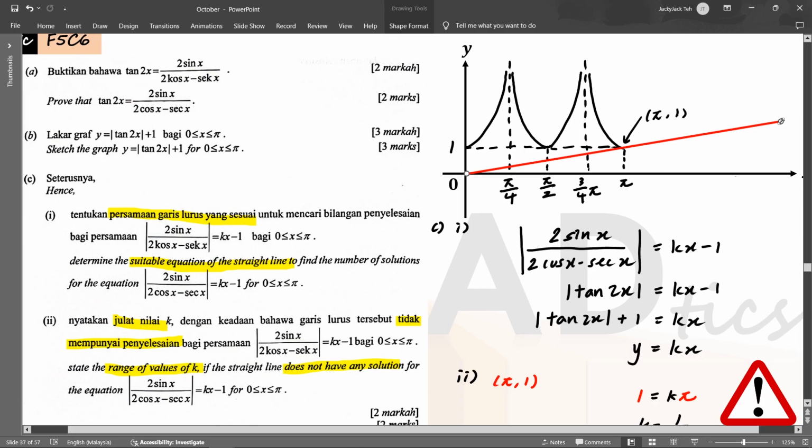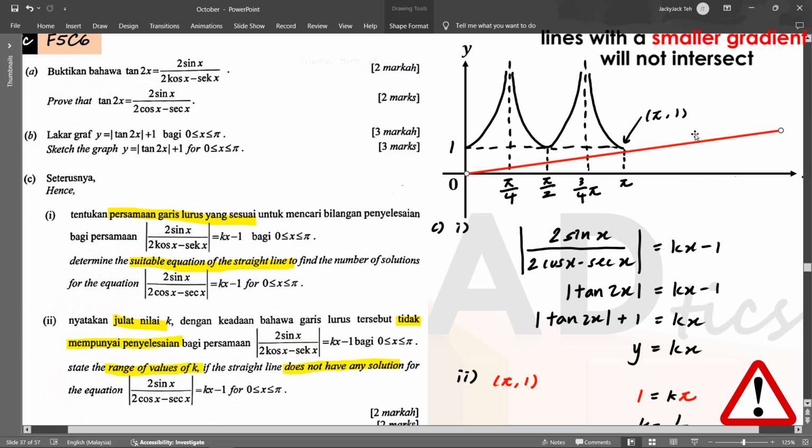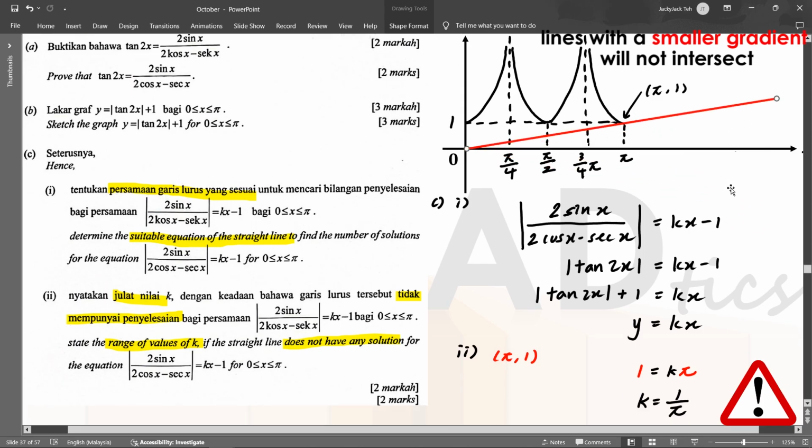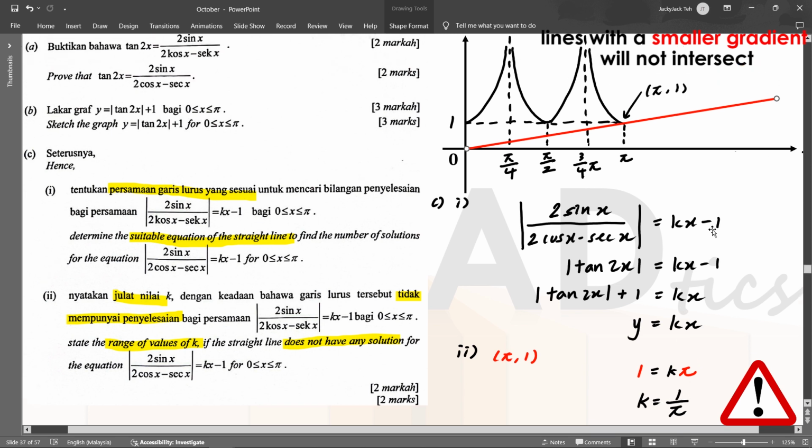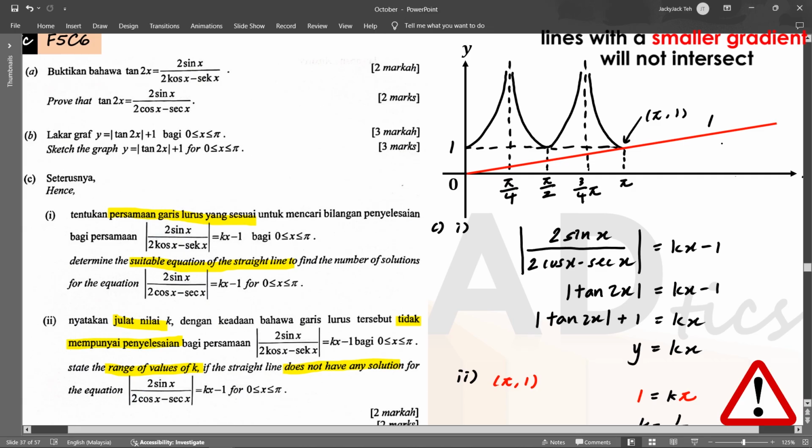it means the lines which have a gradient which is lesser than the previous line will not intersect the graph anymore, right? Okay, so what we need to do is, let's find the gradient first, which we have done here. So if I substitute 1 and pi into the equation here, then our k value is 1 over pi. So this k is actually our gradient. So the gradient of this line is 1 over pi. So if it's lesser than this, then this means this line does not intersect the graph.